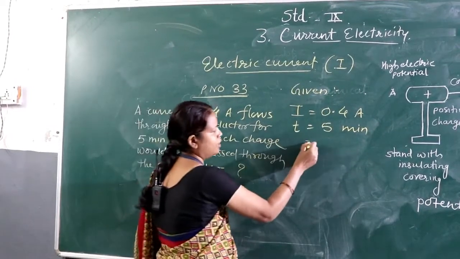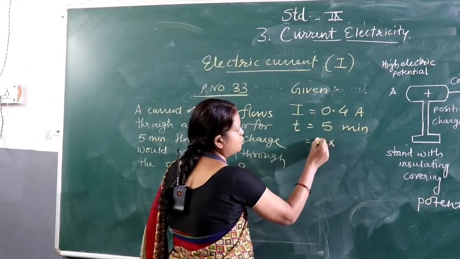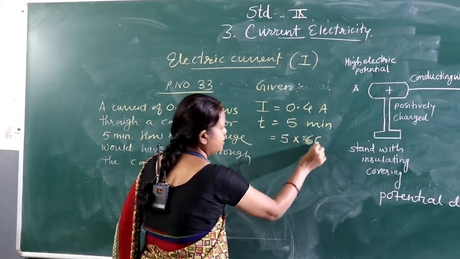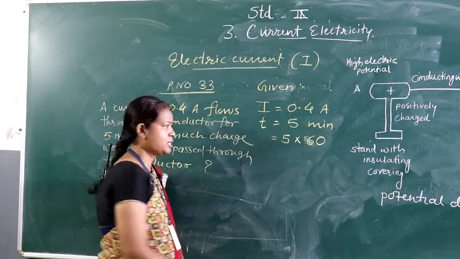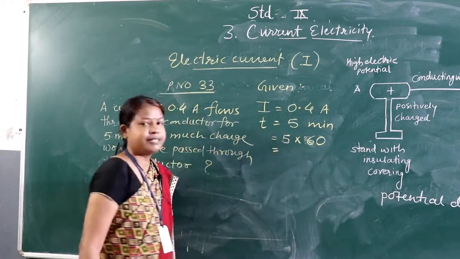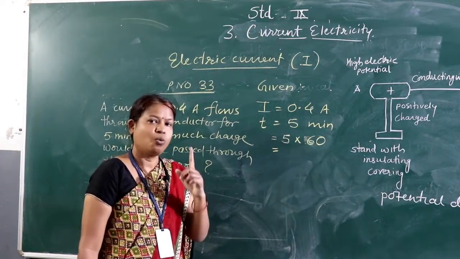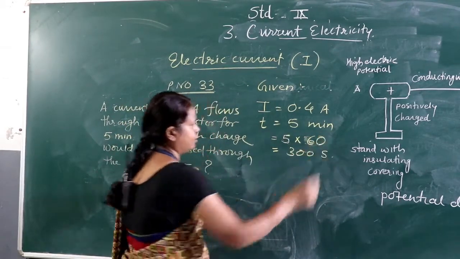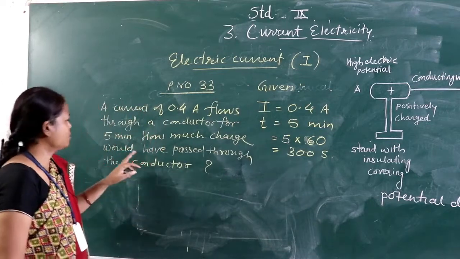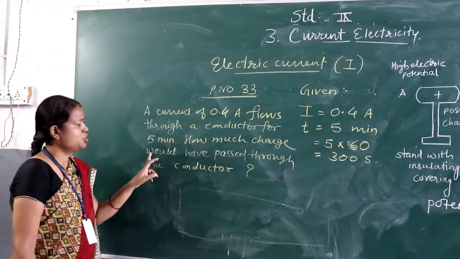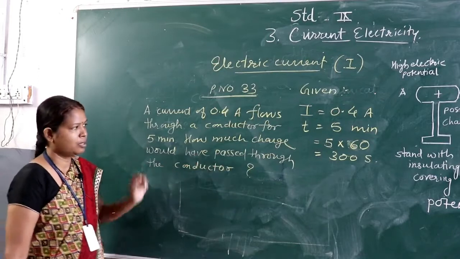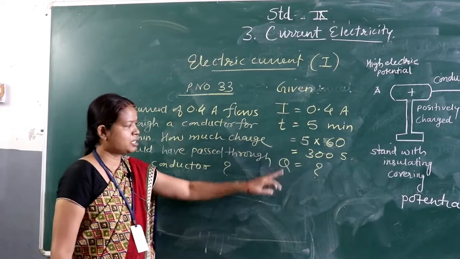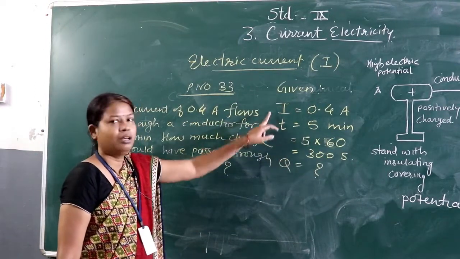You have to convert it into second. So how to convert? Multiply by 60, because 60 seconds is equal to 1 minute. So it becomes 300 seconds. Now what is the question? How much charge would have passed through the conductor? This means we have to calculate the charge, and charge is represented by capital Q.